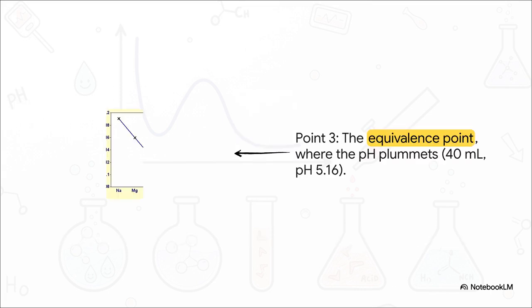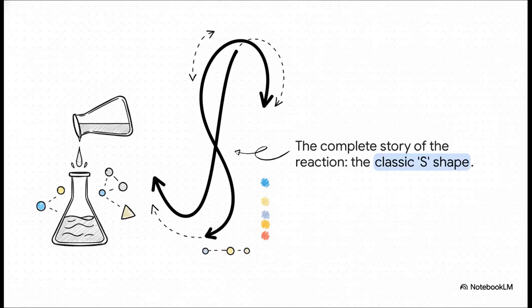And finally, bam! At the 40 milliliter mark, the equivalence point, the pH just plummets all the way down to 5.16. You can already see that dramatic, steep drop taking shape right in the middle of our graph. This is the visual climax. And now, when we connect the dots with a smooth line, there it is, the classic S shape of a weak base being titrated by a strong acid. This isn't just a bunch of points on a page anymore. This curve is the complete story of our chemical reaction, from start to finish.